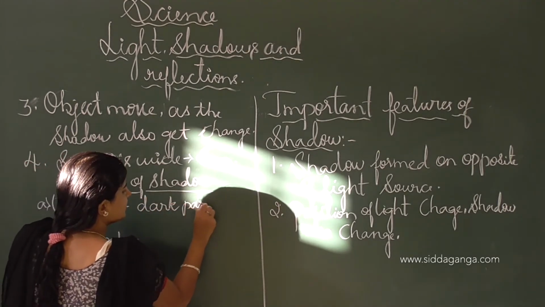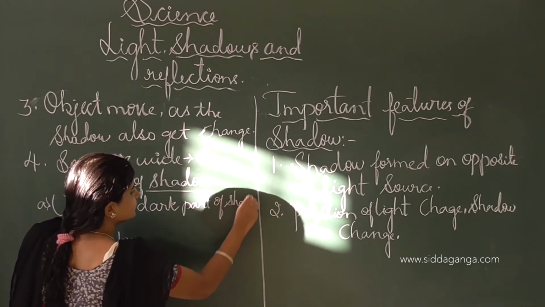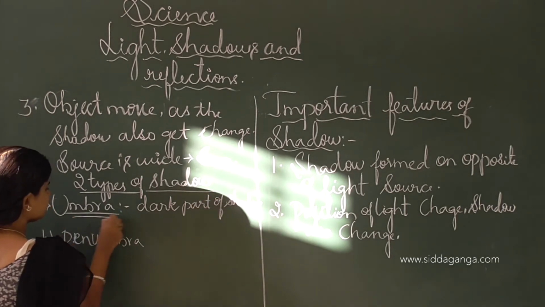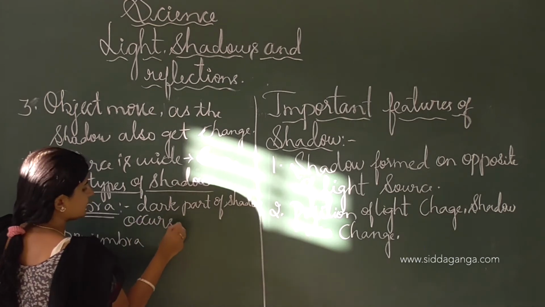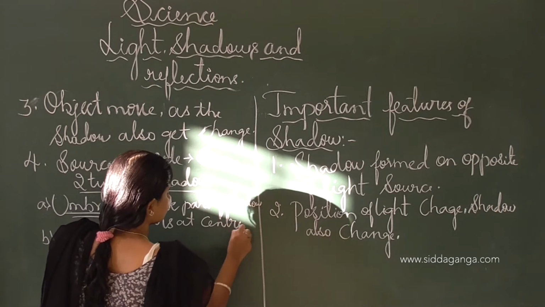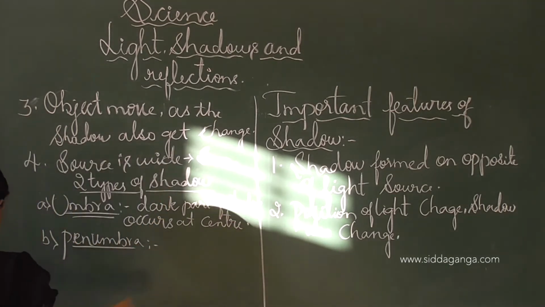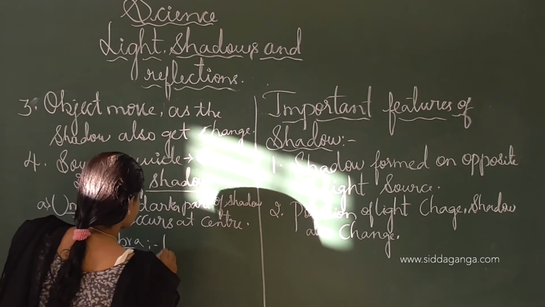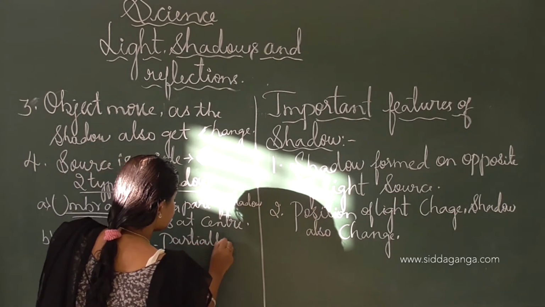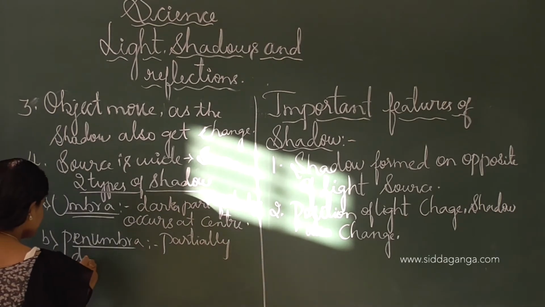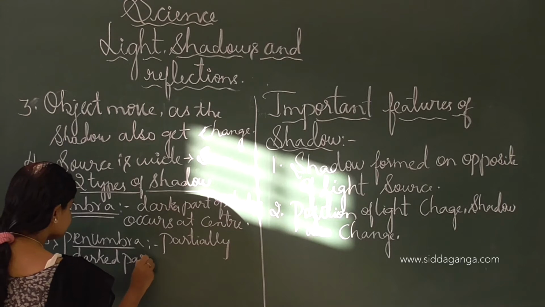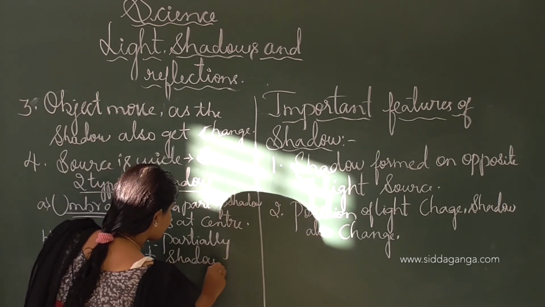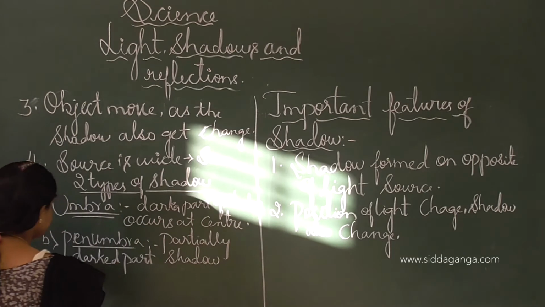occurs at the center, and is called the umbra stage, whereas the penumbra stage is the partially dark part of the shadow which surrounds the umbra.